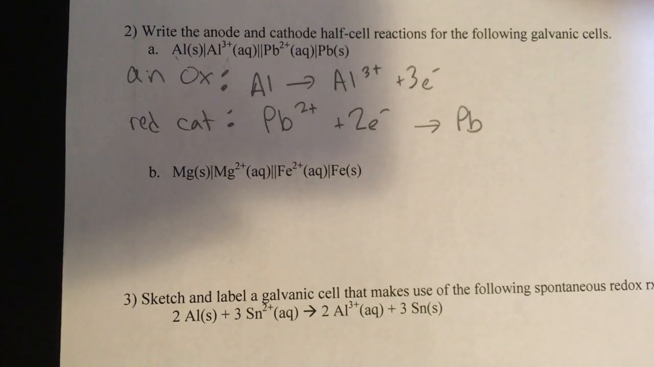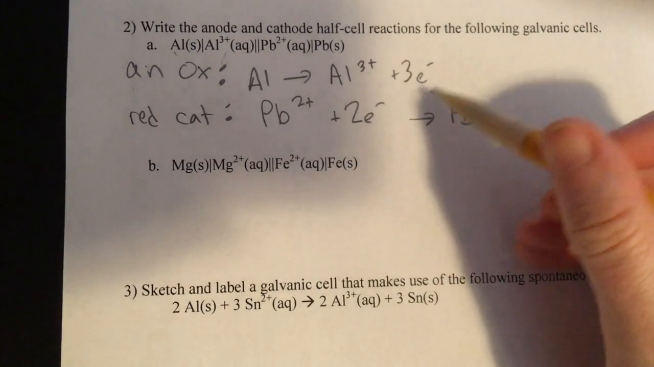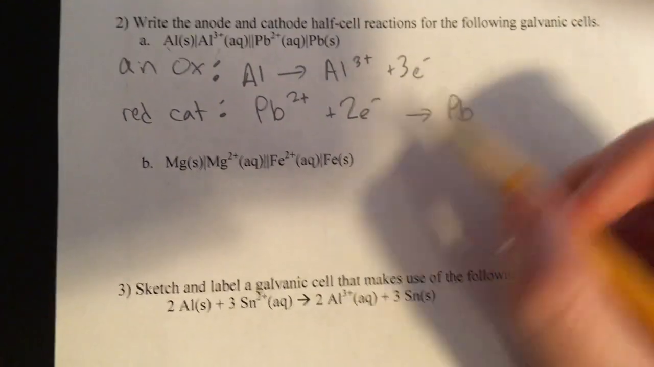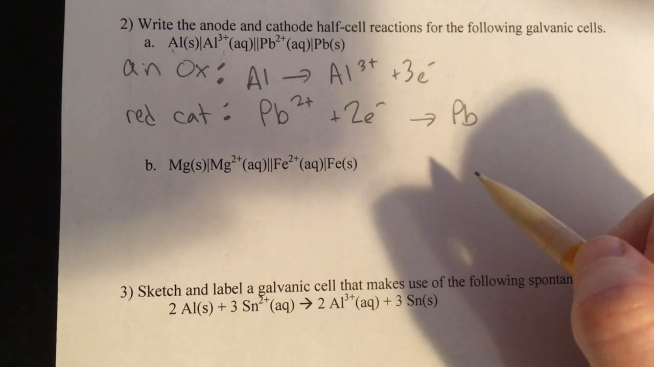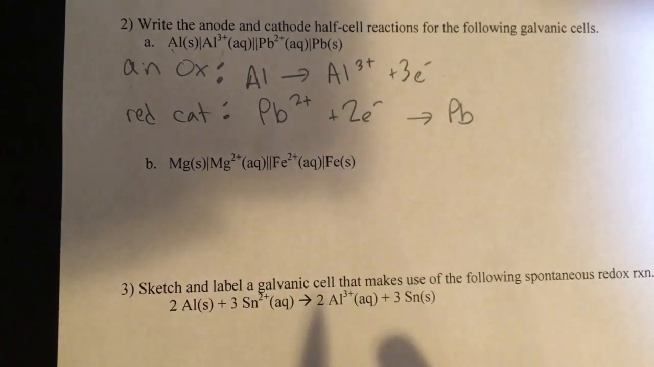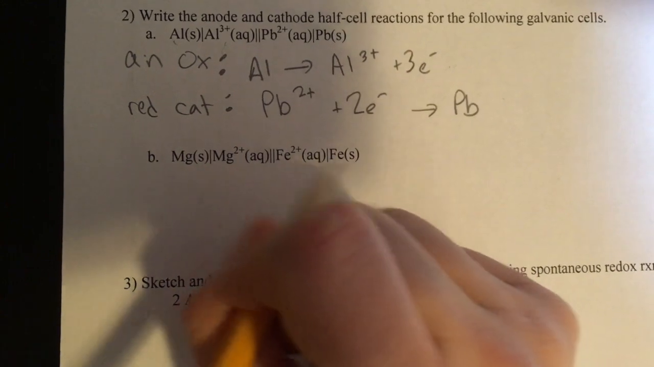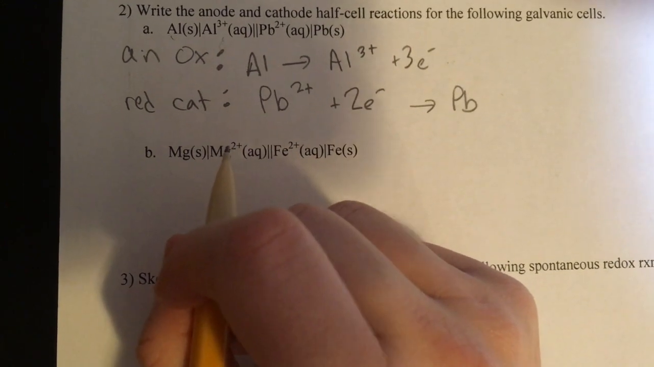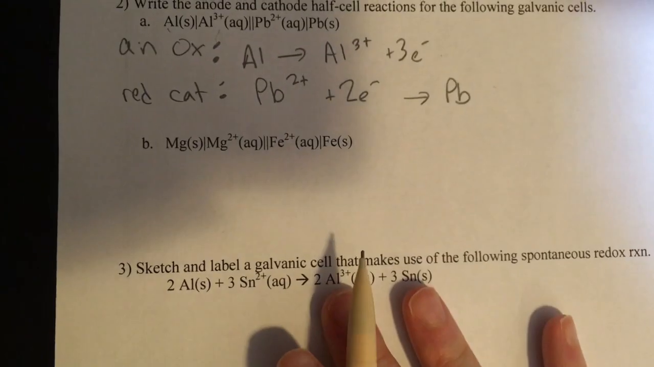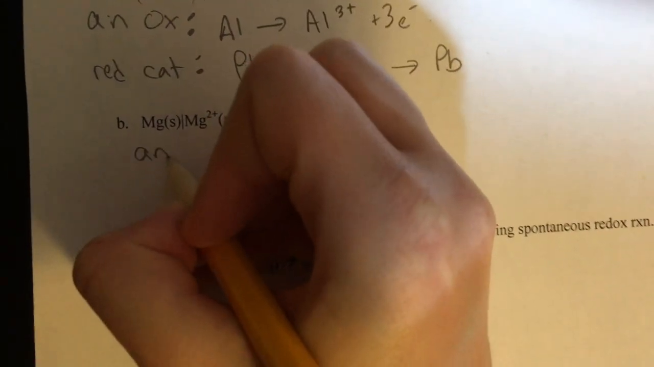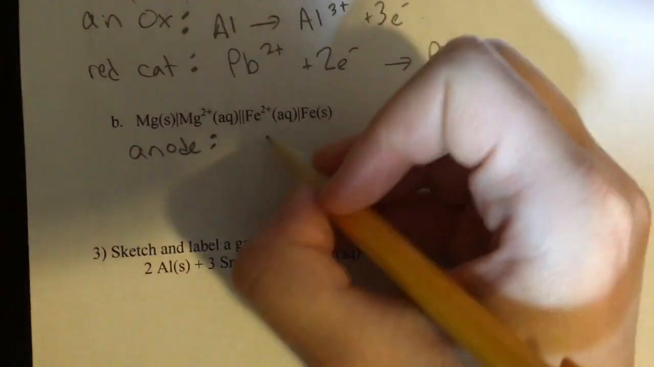And then if we were going to balance the equation overall, we know that we'd have to multiply this reaction by 2 and this one by 3, so that the same number of electrons are being gained and lost. That's not being asked in the problem, so we're done. But if we wanted to write the overall balanced equation, we would have to do that. For the next one, our oxidation reaction at the anode is happening with magnesium.